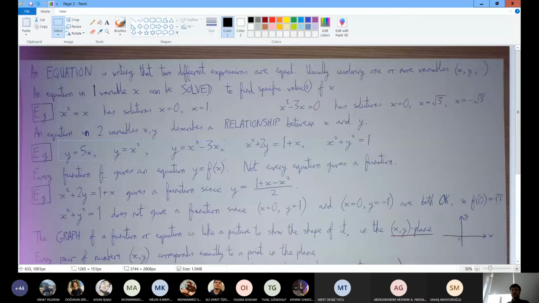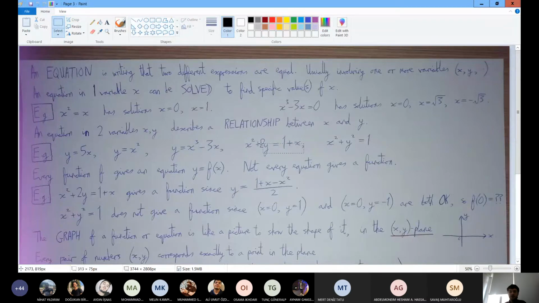Okay, y equals f of x is the equation from a function. But not every equation gives a function. So if I give you a function, you can give me back an equation. If I give you an equation, sometimes there is no function. And let's look at these two equations. One of them gives a function, the other one doesn't. How do we see that?